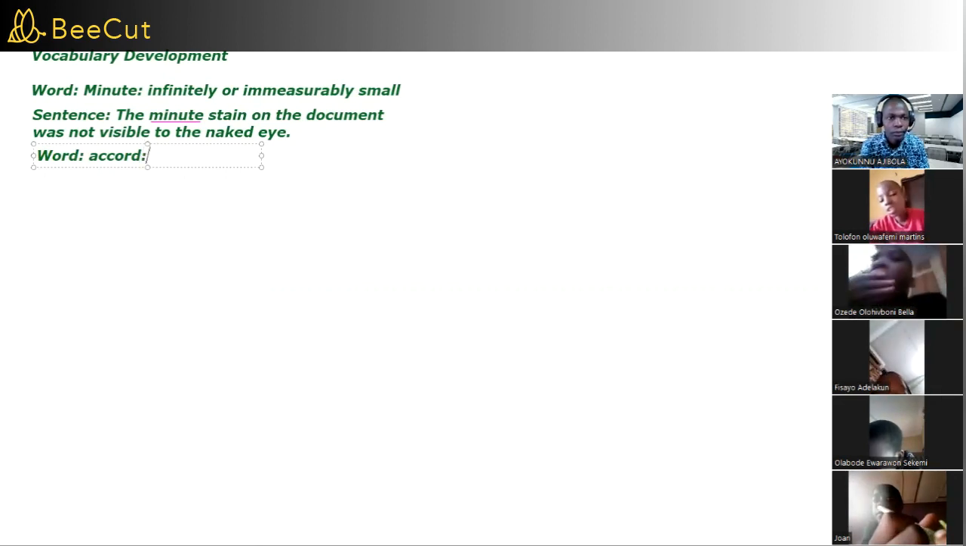Yes, it simply means when people are in agreement, they agree in one accord, you know. So concurrence of opinion, concurrence of opinion. That's what that means. So put that down, concurrence of opinion, and we can have a sentence like the committee worked in accord on the bill and eventually passed it, or in one accord, or you say in accordance.